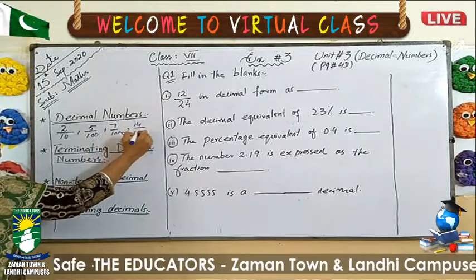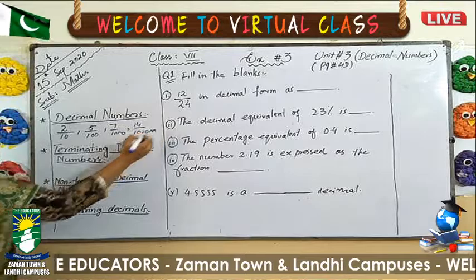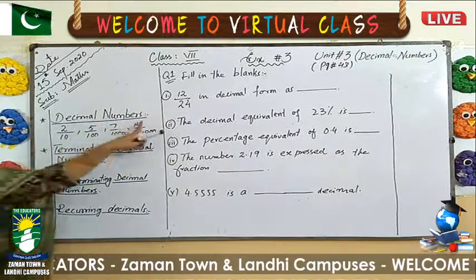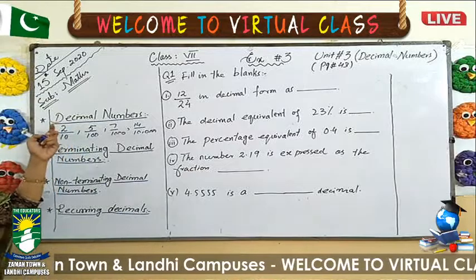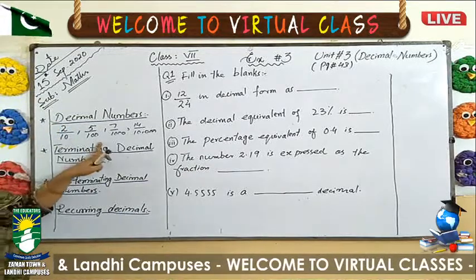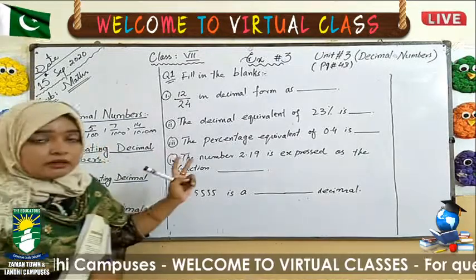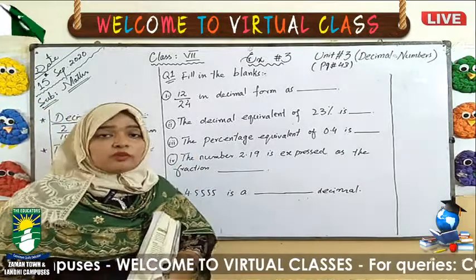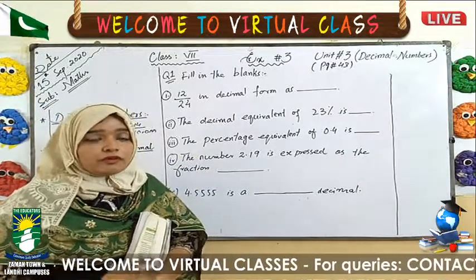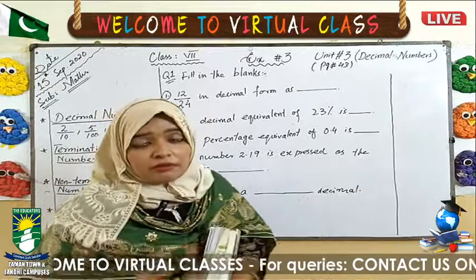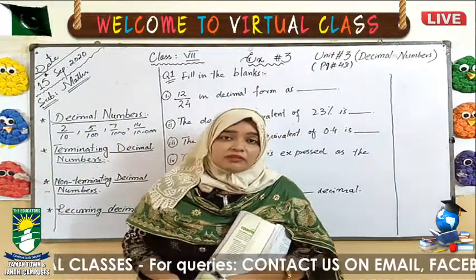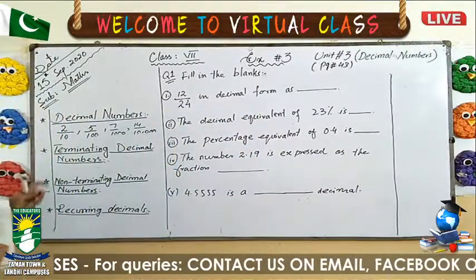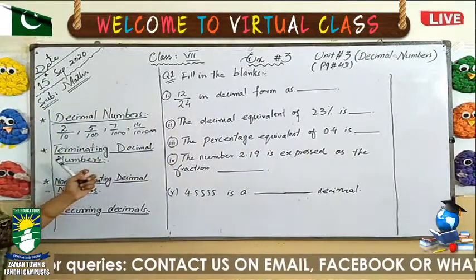upon 10,000. Keep it in mind, for decimal fractions, it is necessary that your denominator will be a power of 10. It may be 10, 100, 1000, 10,000 and so on. If the denominator in your fraction is a power of 10, then it is known as a decimal fraction or decimal number. Now, your next is terminating decimal number.